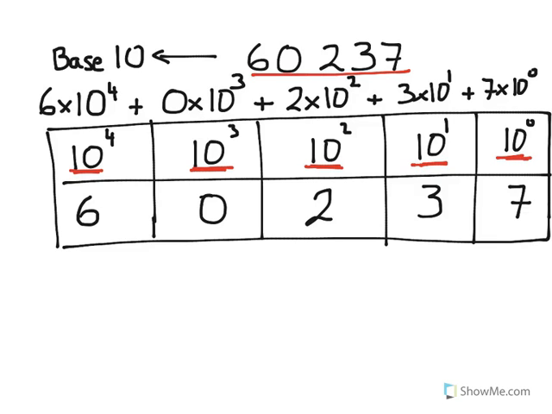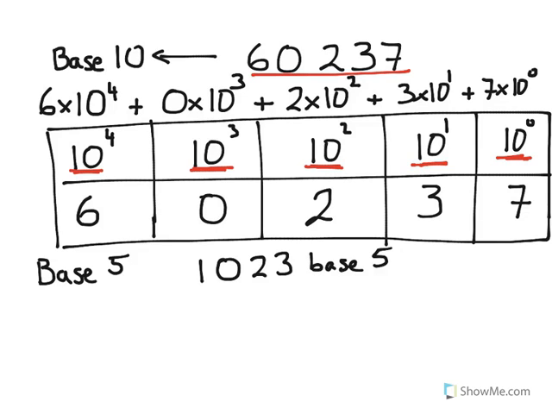Let's say that we have now a number, instead of it being written in base 10, it's actually been written in base 5. And how would we then write a number in base 5? Well, let's take the number 1, 0, 2, 3 in base 5. And think, how would we represent that then?